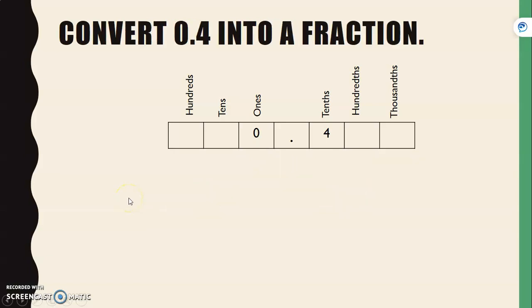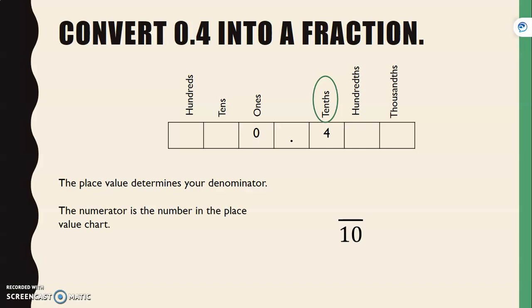So let's go ahead and convert 0 and 4 tenths into a fraction. Well, the 4 is in the tenths place, so the place value determines your denominator. So my denominator is going to be 10. Then the numerator is the number that's in the place value chart. So the 4 is my numerator. But don't forget, we've got to simplify. So we're going to divide the numerator and denominator both by 2, and we get 2/5. So 4 tenths can be written as a fraction as 2/5.